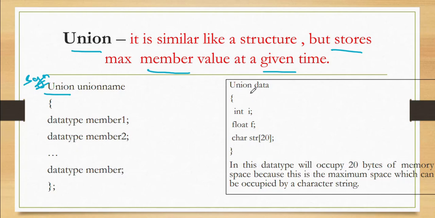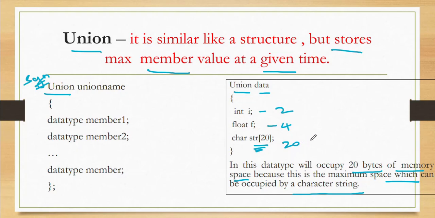For example, here I define a union data with integer i, float f, and character str. This data type will occupy 20 bytes of memory space, because that is the maximum space occupied by the character string. A character is 1 byte, so a character string of 20 means 20 bytes of memory will be allocated. A float is 4 bytes, and an integer is 2 bytes.